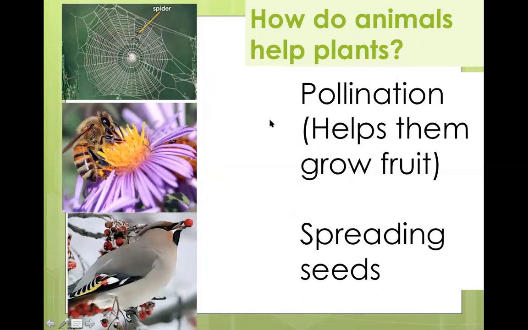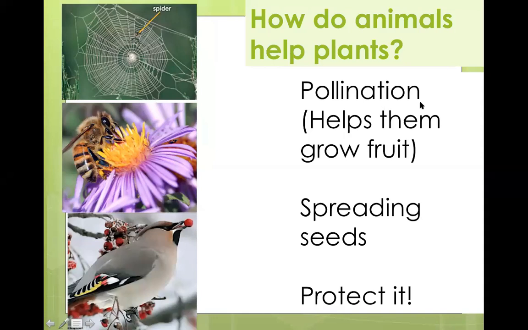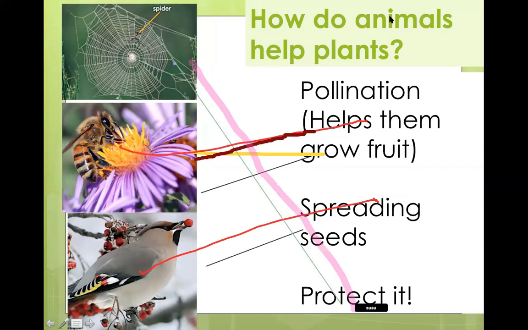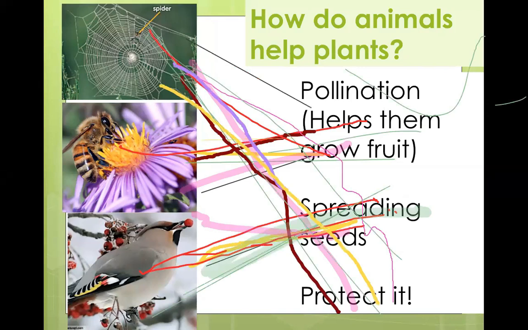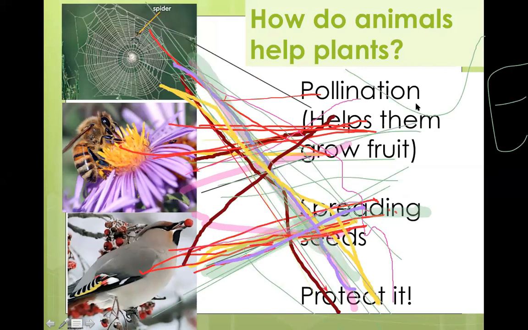What about this one? How do animals help plants? Ready, set, draw. Let's see what you guys remember from yesterday. Nice pasta. Good, Susu. Banana, Hainam, very good. Okay, how did we do? I see everyone got the spider, how the spider helps plants, and how the bee helps plants. Very good, and the bird.